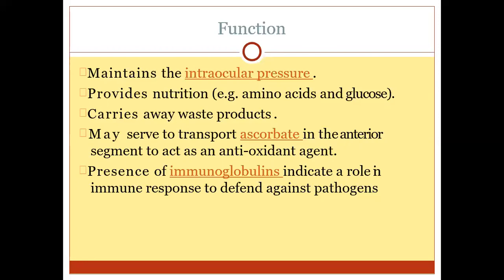The presence of immunoglobulins indicates a role in immune response to defend against pathogens. That is also important because in the aqueous humor the immunoglobulins are present, which act as an immune response agent against pathogens. Any bacterial, viral, or any kind of activity in the aqueous, they defend against it.